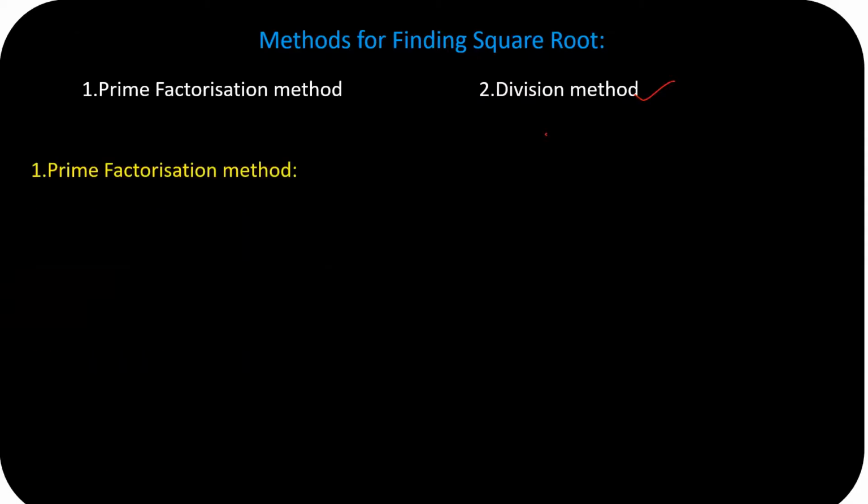Methods for finding square root. We have two methods for finding square roots. One is the prime factorization method. The other is the division method. Let's first discuss the prime factorization method. Prime factorization method means we have to represent the given number as prime factors. Let's take an example.